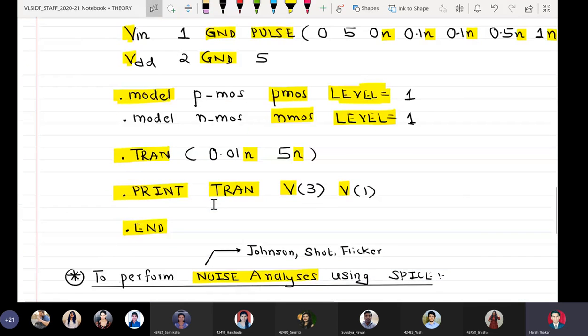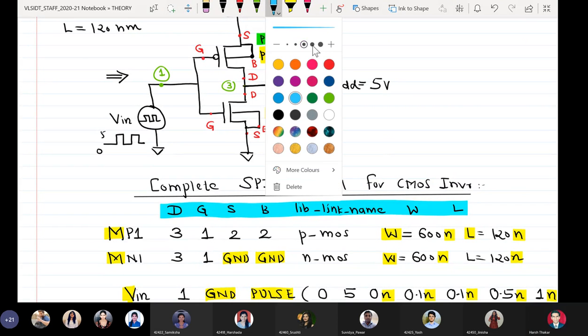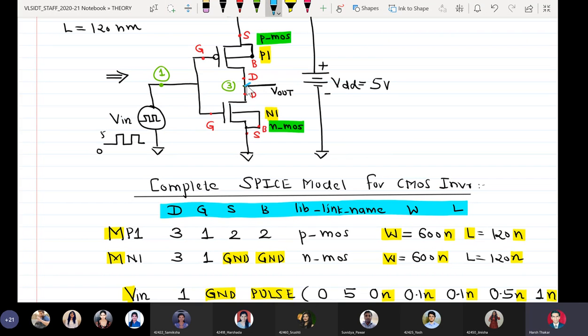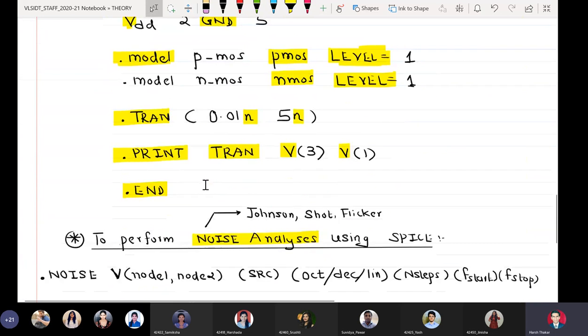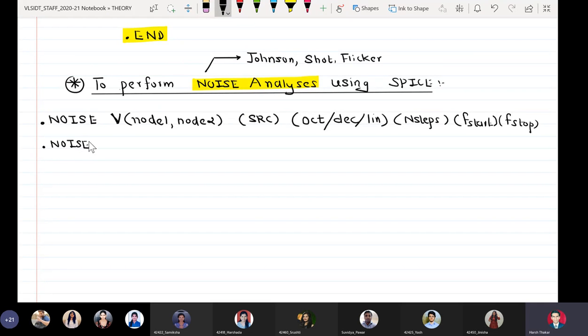Now we want to perform the noise analysis at this point. We want to perform analysis at this point with respect to this point. So it is the noise in output voltage referenced to the input voltage. How do we write this? We will say dot noise V, I will say output node comma ground.